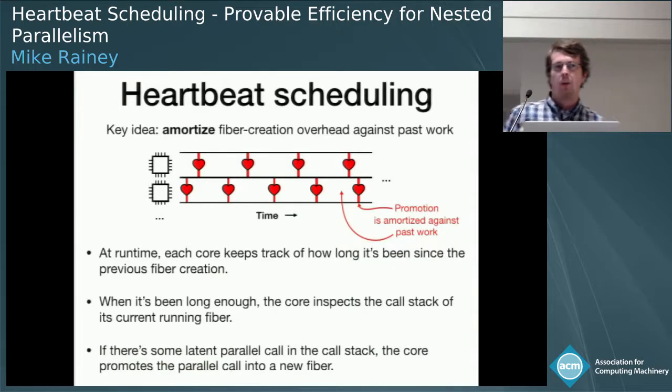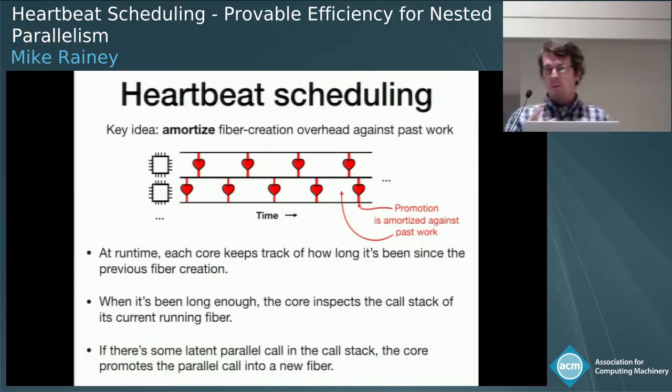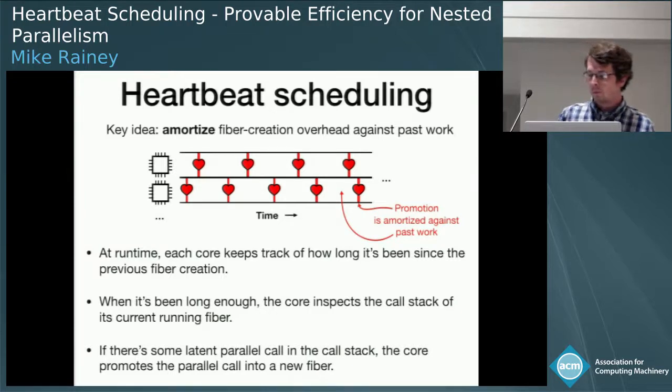So the idea of heartbeat scheduling is basically to amortize the cost of creating a fiber against past work. At runtime, each core tracks how long it's been since the last time it created a fiber. When enough time has passed, the core wakes up and checks the call stack of the currently running fiber. If it finds some latent parallelism in the call stack, then the core will liberate that parallelism.